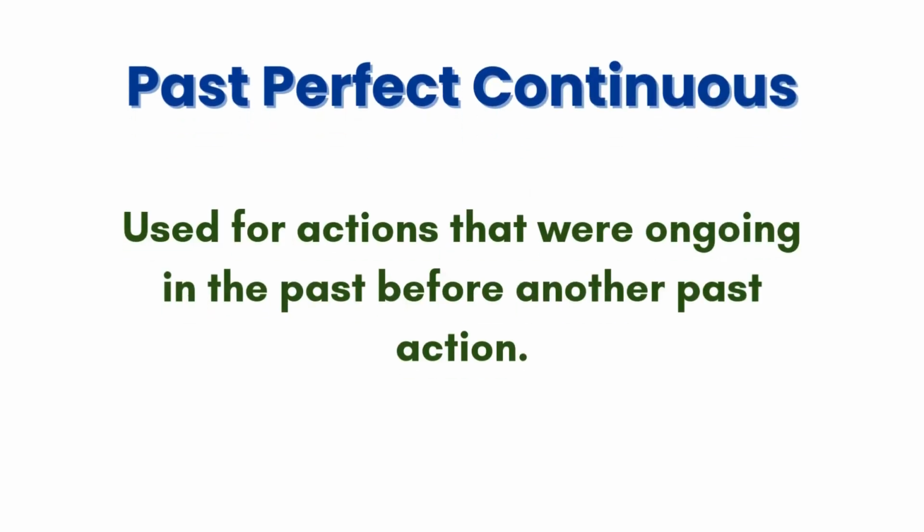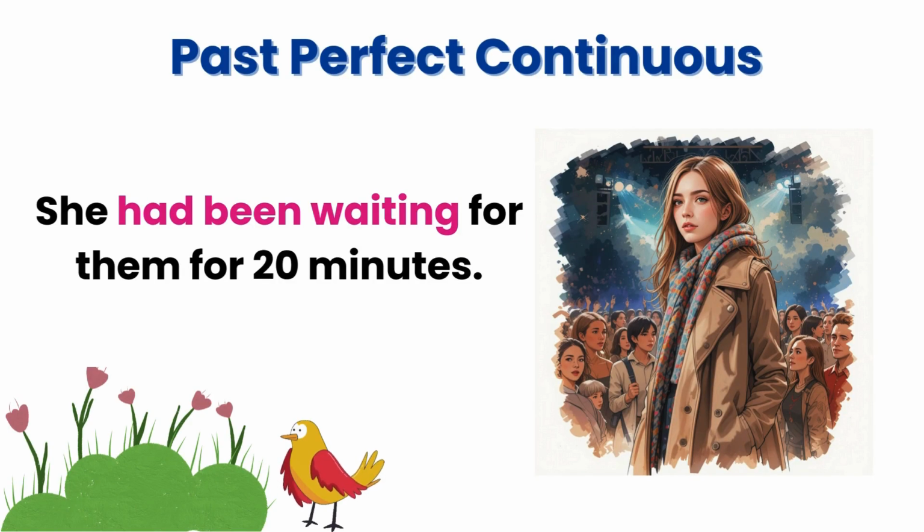Past perfect continuous tense. Past perfect continuous tense is used for actions that were ongoing in the past before another past action. She had been waiting for them for 20 minutes.